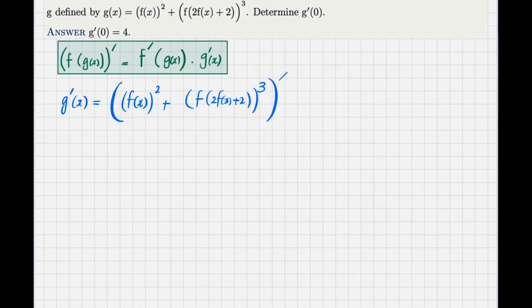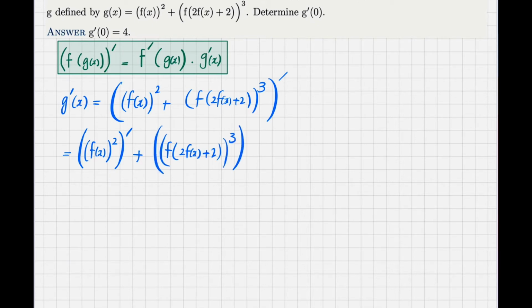Okay, so here you see that the sum of two functions is involved. The first rule that you have to apply is the sum rule. The sum rule tells you that if you want to differentiate the sum of two functions, differentiate each function separately and then add the derivatives. So the first step is I am using the sum rule. This becomes the derivative of f of x to the 2, plus the derivative of f of 2f of x plus 2 totally cubed.